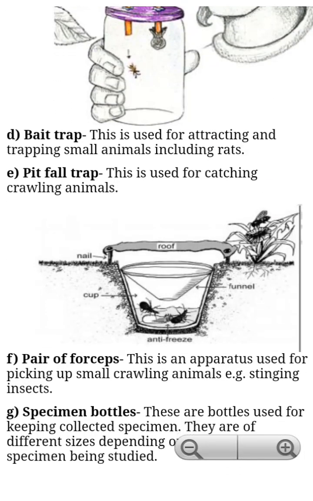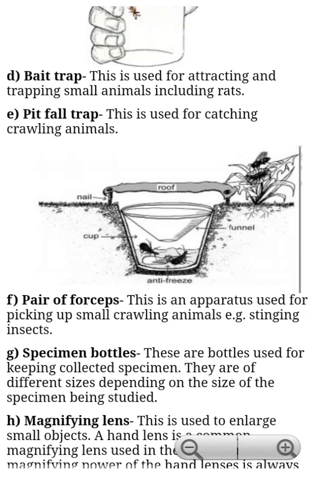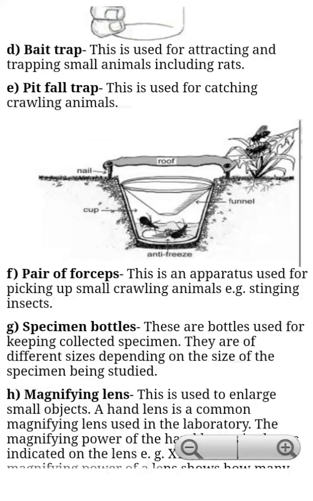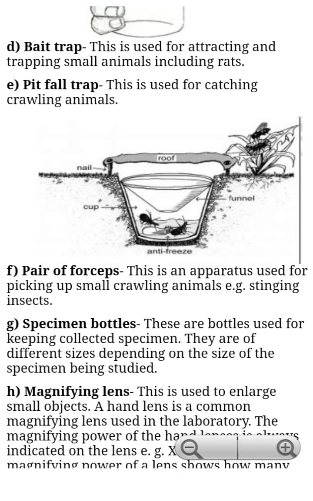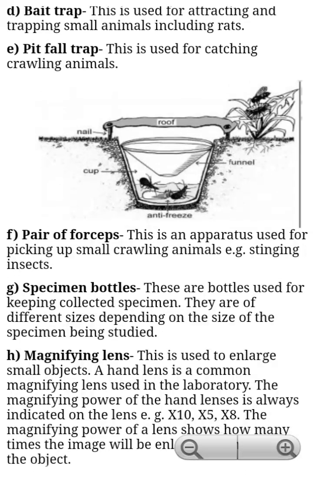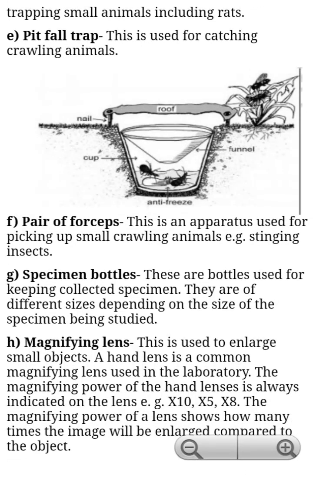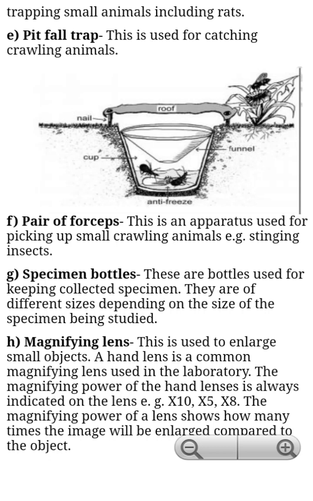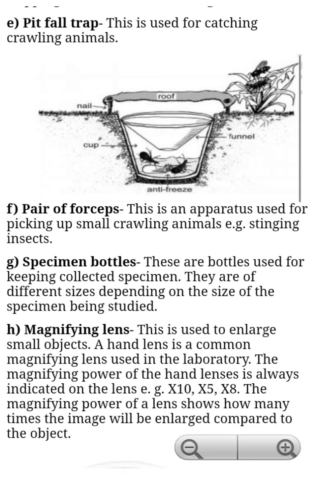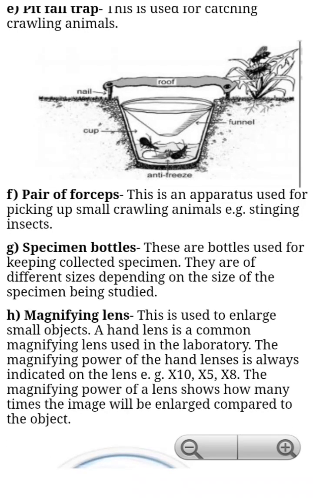We also have a bait trap, which is used for attracting and trapping small animals including rats. We have a pitfall trap, which is used for catching crawling animals. Below is a diagram of how it is supposed to be set up and how it looks.